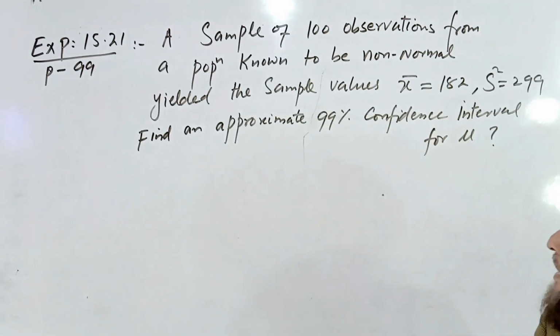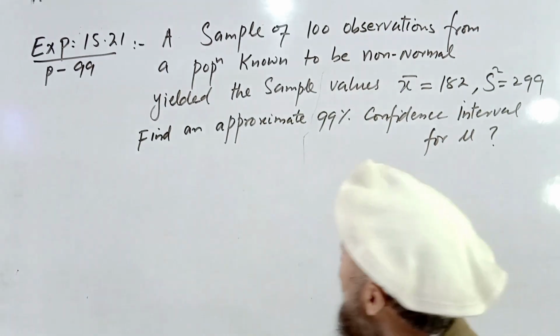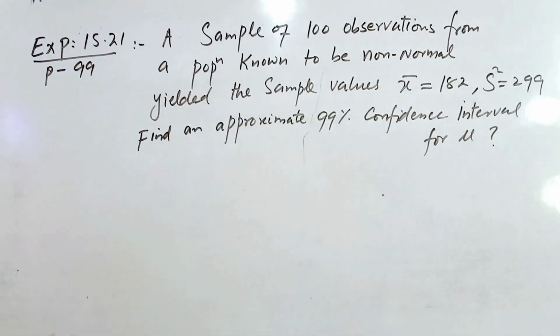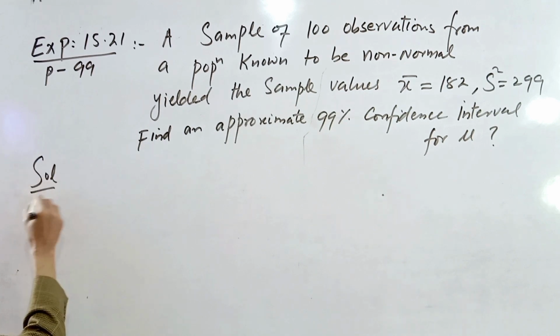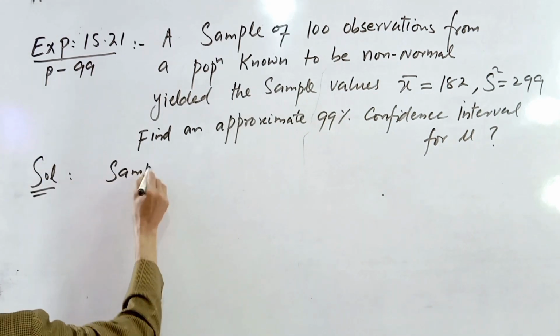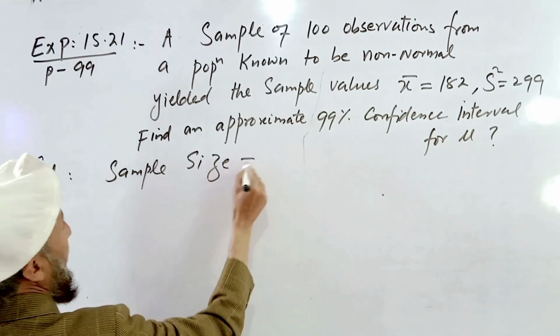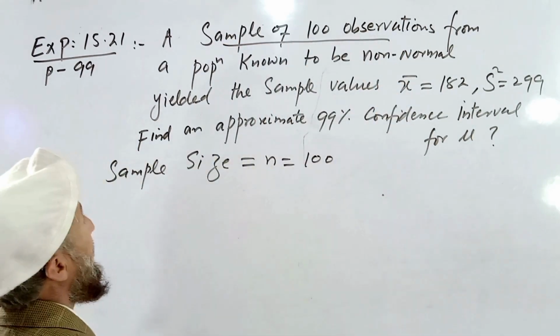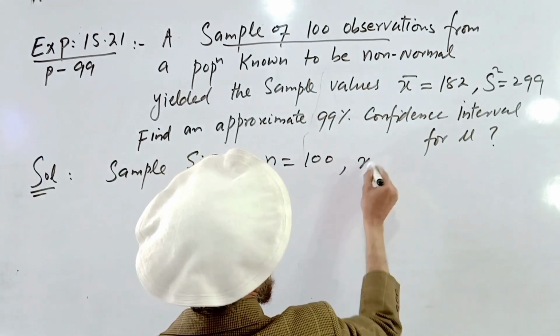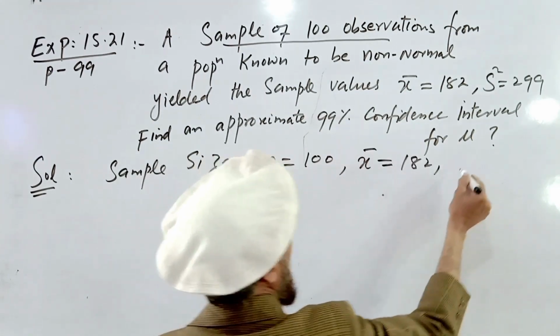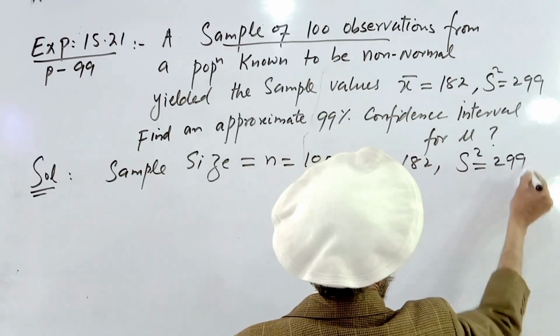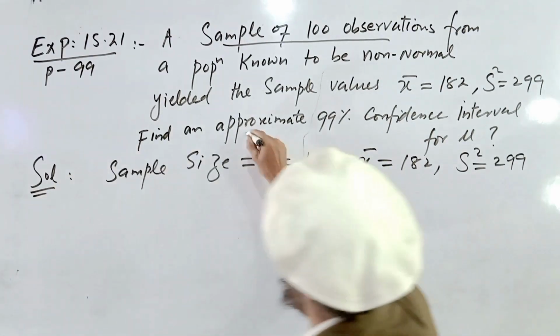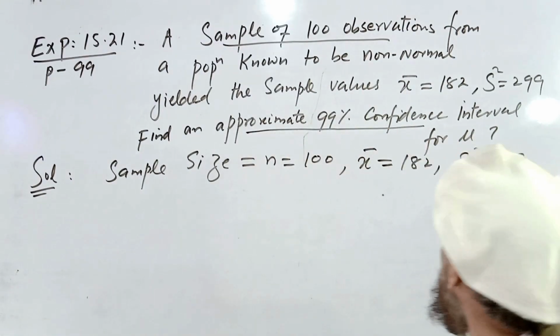Non-normal means the sample size is sufficiently large, so it is approximately normal, and we apply the central limit theorem. First of all we write the given data. Solution: sample size is 100, that is given already, 100 observations. Sample mean is given as 182 and sample variance is given as 299.